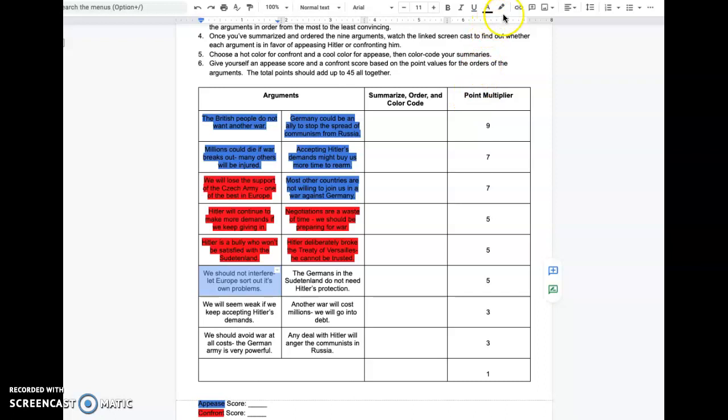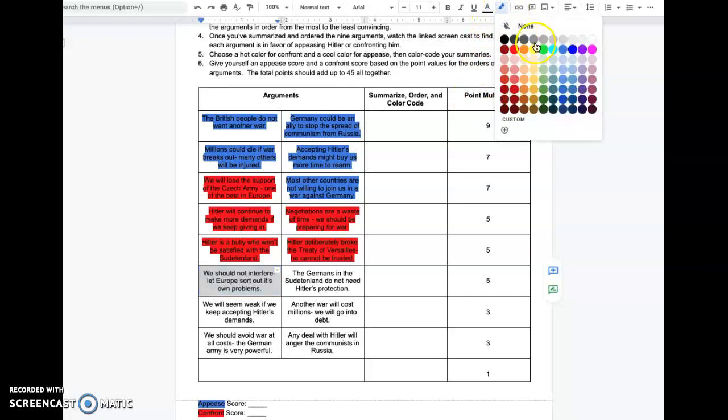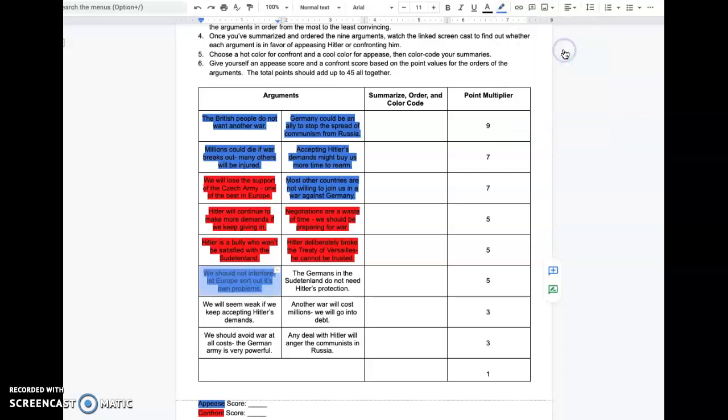Let Europe sort out its own problems. You might be a little confused by that, thinking, well, Britain is in Europe, but they have a little sliver of ocean in between themselves and the rest of the continent of Europe. So oftentimes British people feel somewhat apart from some of the concerns of the mainland Europeans. That is an appeasement argument. Let Europe sort out its own problems.